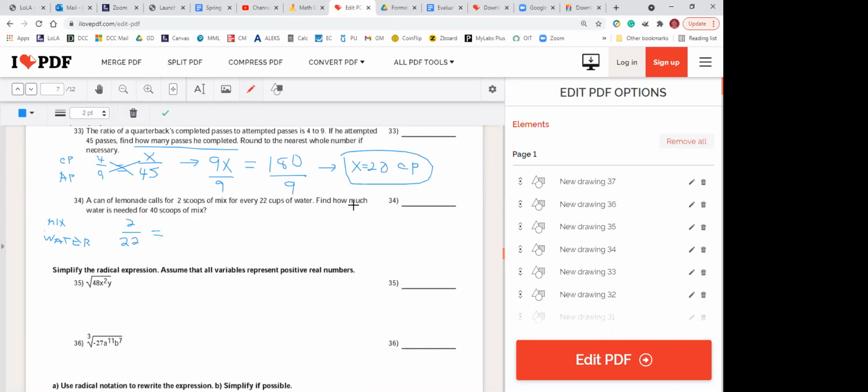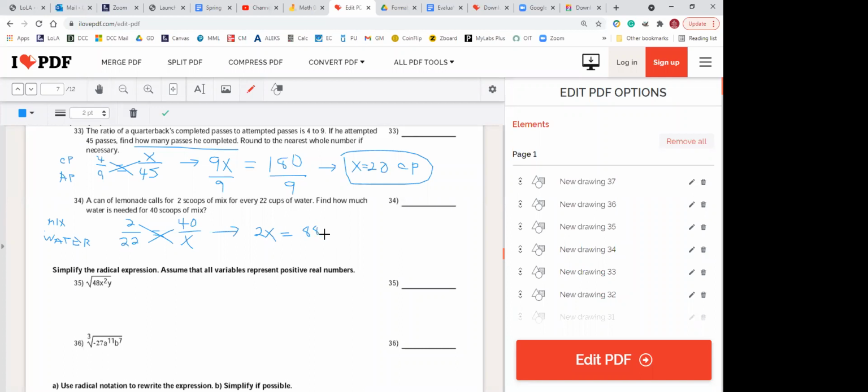Now, what do they give us? They give us find out how much water. So we need an x down here now because the scoops of mix is going to go on the top, 40. And then we just multiply across. And then 40 times 22, what is that? That's 180. 180.